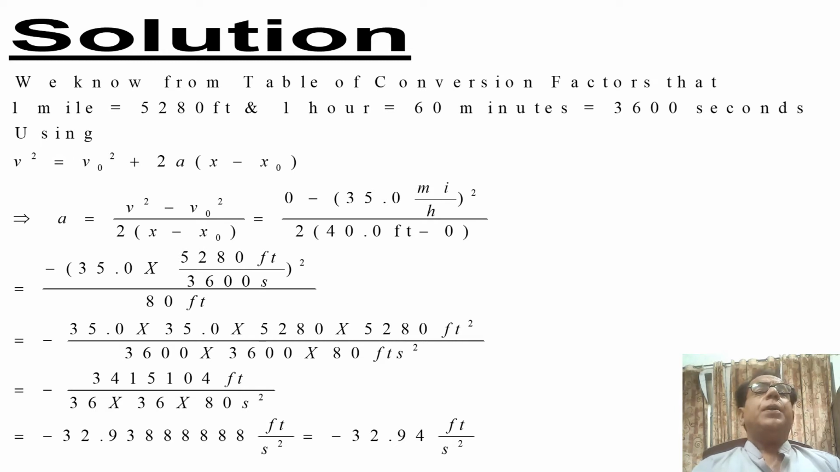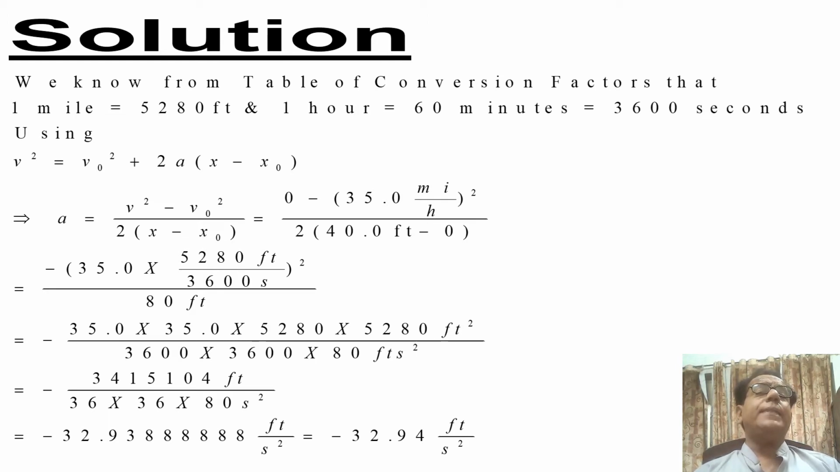We know from the table of conversion factors that 1 mile is equal to 5280 feet and 1 hour is equal to 60 minutes, equal to 3600 seconds. Using the equation v squared equals v naught squared plus 2a(x minus x naught).